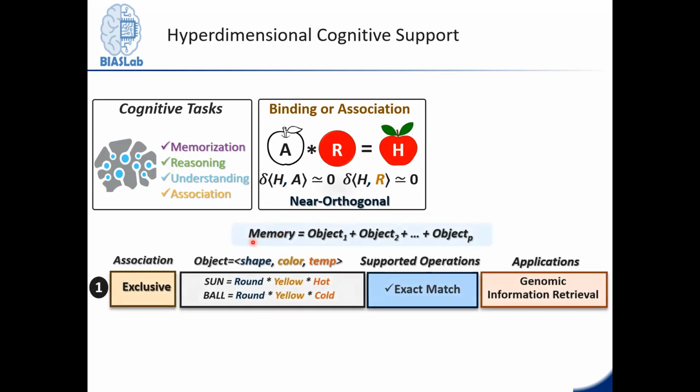Let's think about we have a memory with lots of objects in high dimensional space. What are those objects? Let's take a look at two examples.